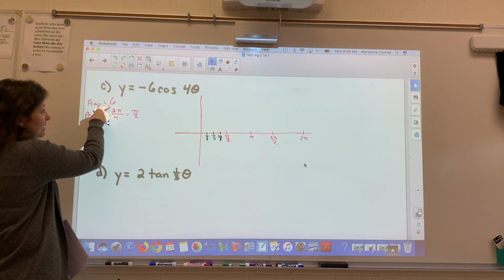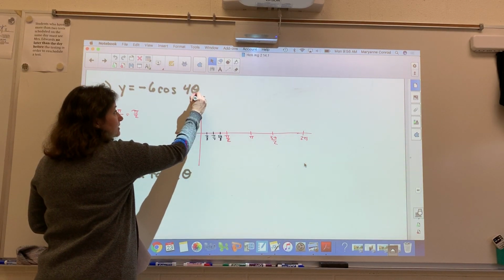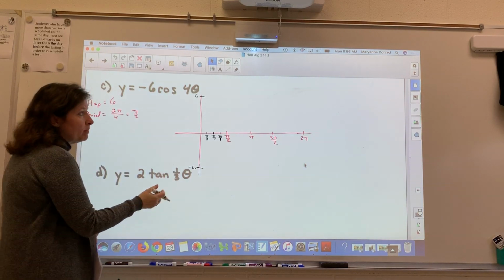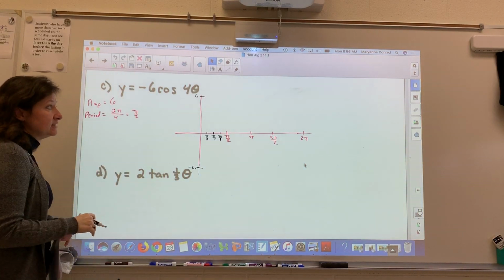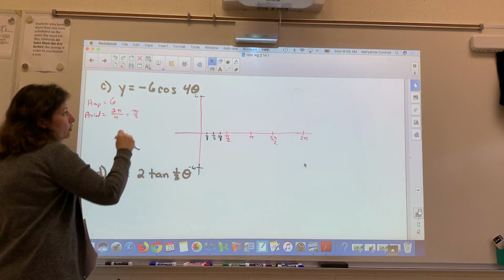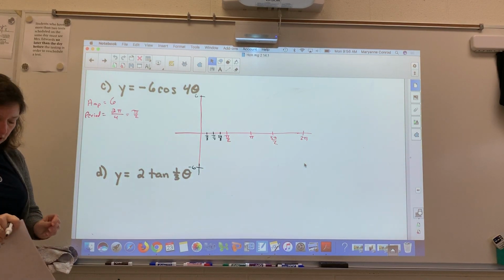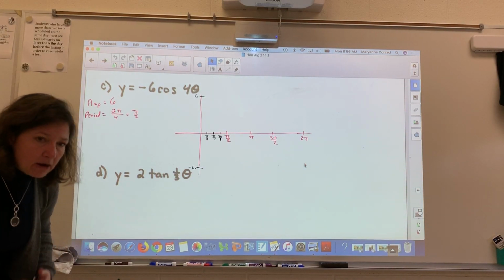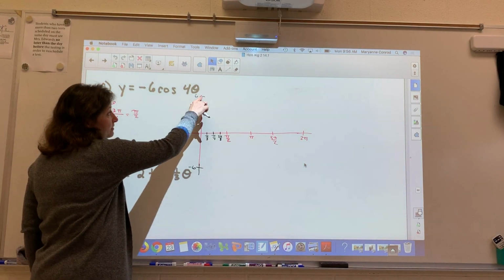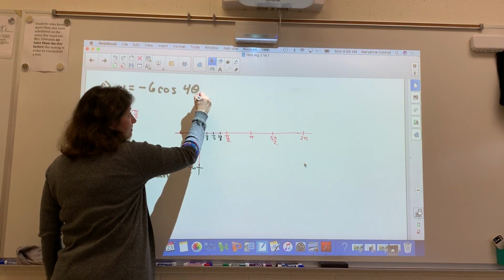Well, the amplitude tells me from the middle, I'm going all the way up to 6 and all the way down to negative 6. If I had more room, I would really show that this is a vertical stretch. Where does your cosine curve typically begin? Look at the parent graph. Cosine of 0 degrees is how much? Cosine of 0 degrees is 1. But now, because it's been vertically stretched, instead of starting at 1, we're going to start all the way up at 6.